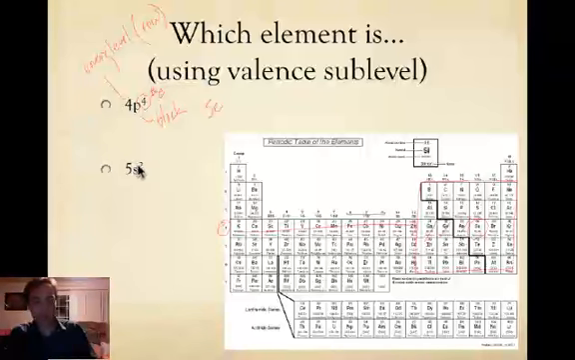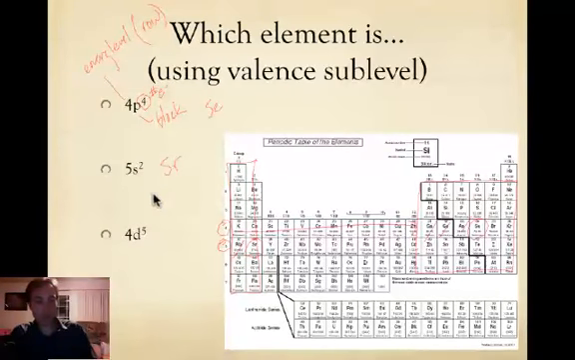Second example, 5s2. What I'd like you to do is see if you can find this one on your own right now. So pause the video and try. Okay, so if you paused it and you tried, what you should have seen is 5 tells us the row or the energy level. So here, we're in the S block, which means we're right here, and we're 2 electrons over. So 1, 2. So we're dealing with strontium.